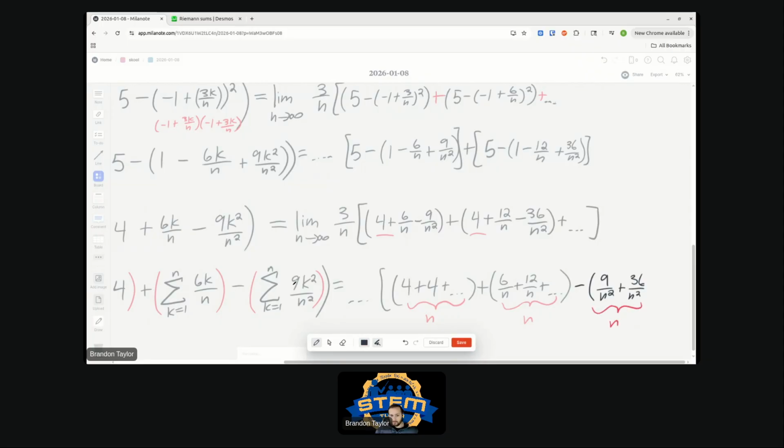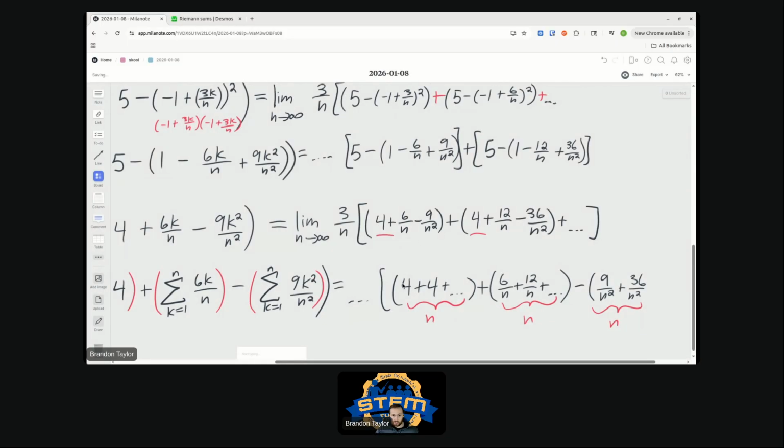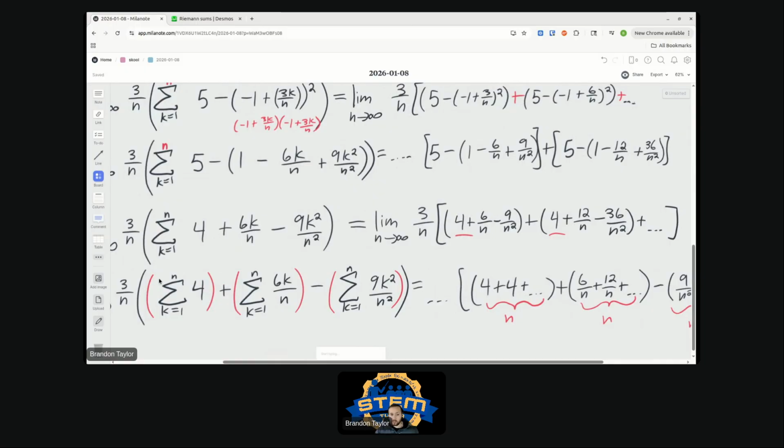Doesn't that fit what we have here, right? When k is equal to 1, yeah, it is 9 over n squared. When k is equal to 2, 9 times 2 squared, 9 times 4, 36, 36 over n squared. That works. So this is the trick. The reason we can do what looks like distributing the summation is because we're really just doing the commutative property of addition. We're really just rearranging.